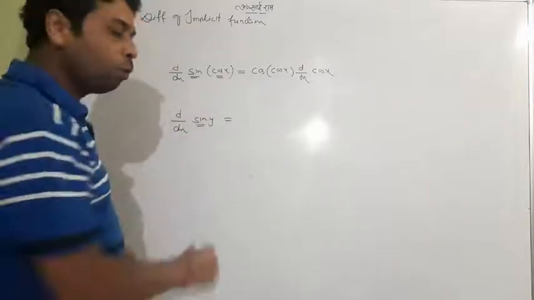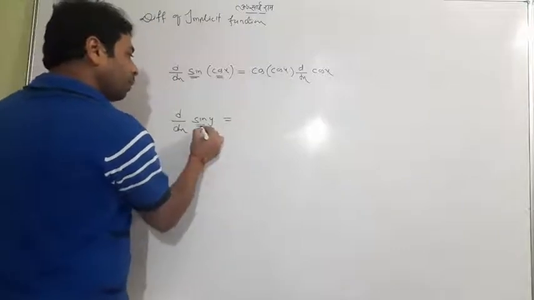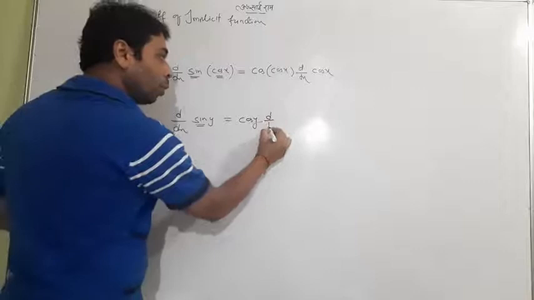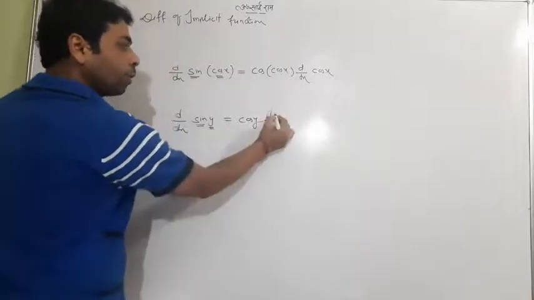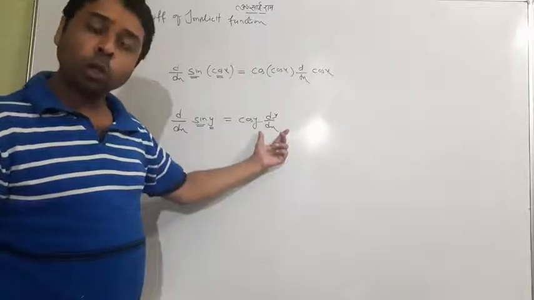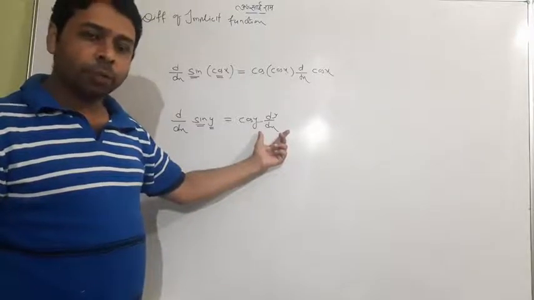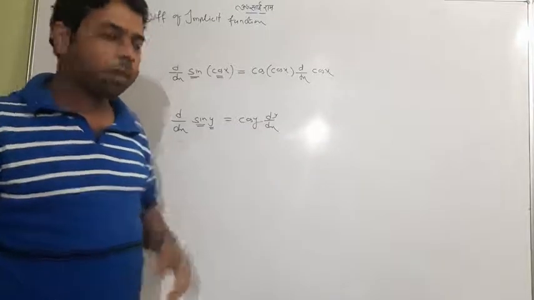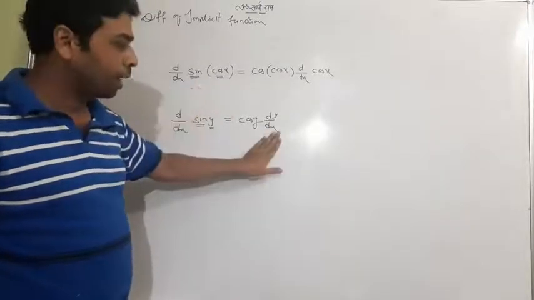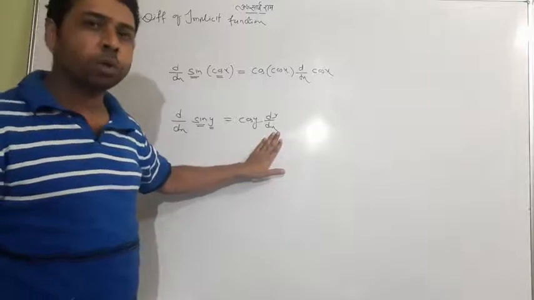So by chain rule, first the differentiation of sine happens, sine is cos, the angle will be the same, and then what will happen? Again differentiation of y, which is called dy by dx. So keep in mind, and make it a habit to write, whenever you have a term of y, you have to do the last differentiation of y again, which is called dy by dx.